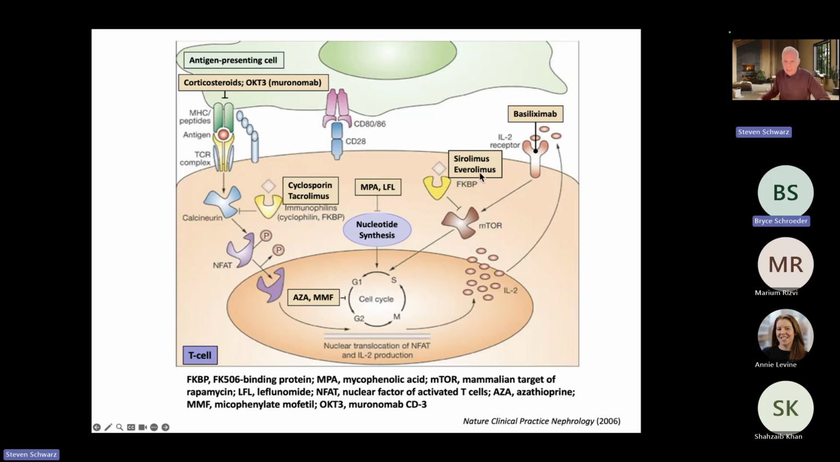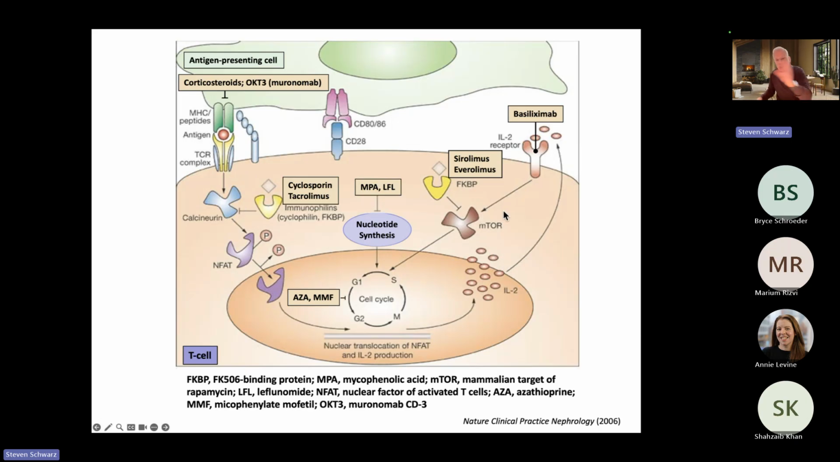Sirolimus and everolimus, again, as well as basiliximab, this is the pathway that they inhibit. Again, basiliximab being an IL-2 receptor blocker at the cell surface, so it ultimately prevents, again, the stimulation of mammalian target of rapamycin, which is a pro-inflammatory, pro-cell proliferation agent. And then sirolimus and everolimus, again, block the mammalian target of rapamycin. And again, here's IL-2 the same way, which will lead to increased cytokine production.